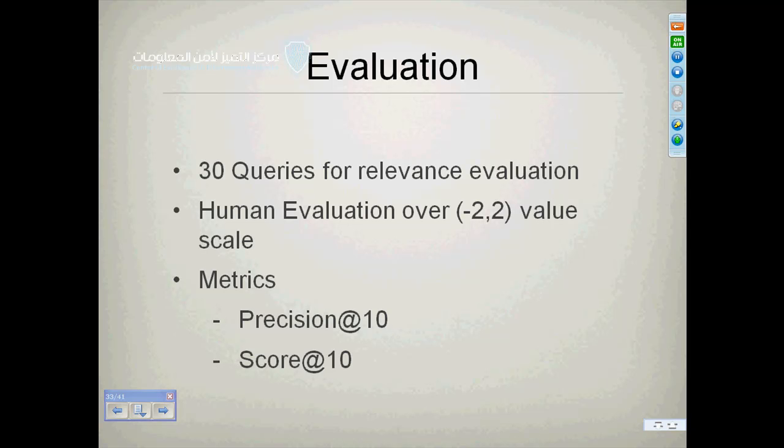They were asked to assign scores. For each result, they assigned either -2, -1, 0, 1 or 2, and the number indicates how relevant the student thinks the result is for the hot query. The score at 10 is basically the average of all these scores assigned for the top 10 results of the 30 queries by 5 different students.